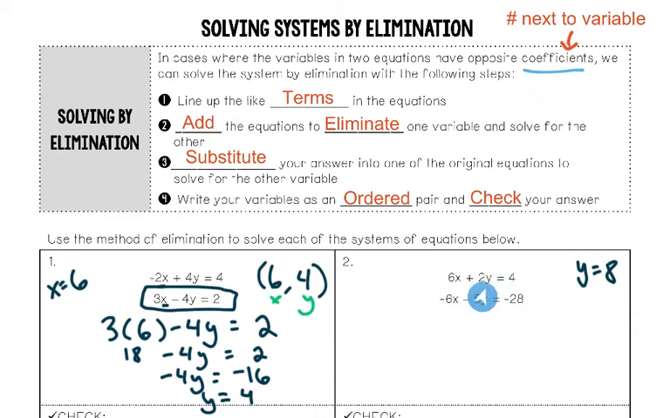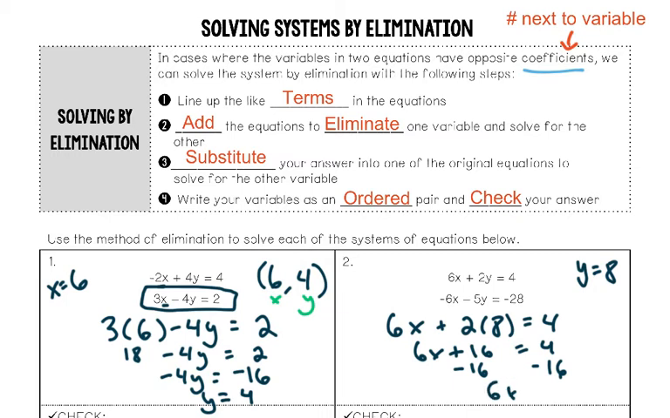And instead of writing a y, I'm just going to write it as 2 times 8. So I have 6x plus 2 times 8 equals 4. I can simplify 2 times 8. That gives me 16. So I have 6x plus 16 equals 4. Now I have a two-step equation to solve. Since it's add 16, I need to subtract 16 from both sides. I'm left with 6x equals 4 minus 16, which gives me a negative 12.